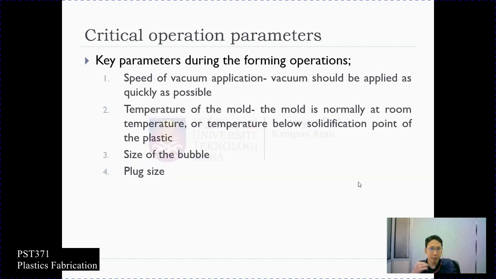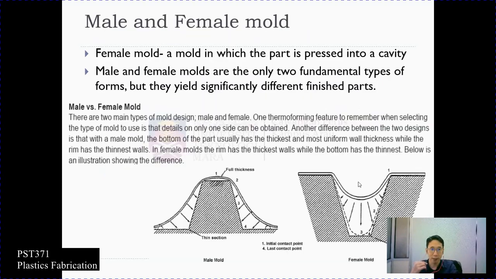The critical operation parameters, okay. First one is speeds of vacuum application. Kalau guna vacuum lah, vacuum should be applied as quickly as possible. So kita tak nak plastic sheets to start to soften, start to cool masa awak vacuum dia. Temperature of the mold is normally at room temperature or temperature below solidification point of the plastic. Size of the bubble is very important in order to have consistency in thickness, okay. And then the plug size, okay. Plug size juga mempengaruhi stretching rate ataupun stress of the plastic sheet itself.